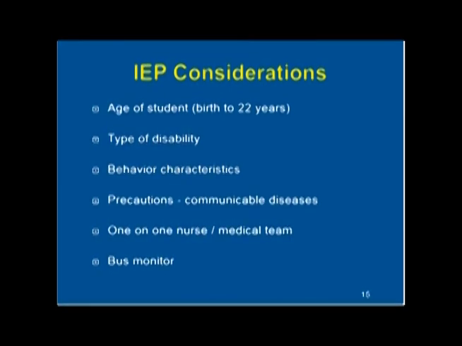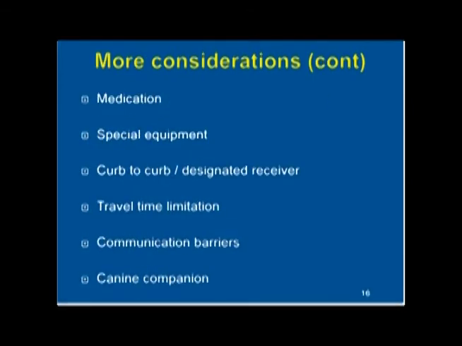A nurse. Does this child have their own personal nurse? You'll have to make sure that there's accommodations for transporting of the nurse. And a bus monitor. They may need more than just one. Additional considerations. Medications. Is the child diabetic, have a lot of allergies, maybe asthmatic? Special equipment. Does the child use an oxygen bottle? What about a motorized wheelchair or an IV? How will you strap it down if that's the case?